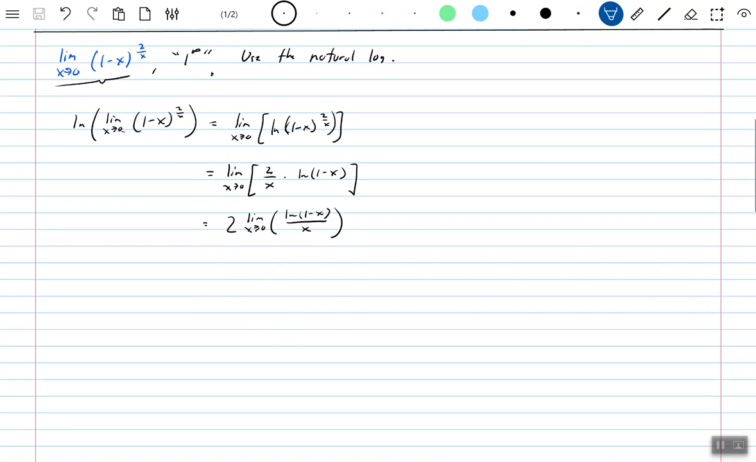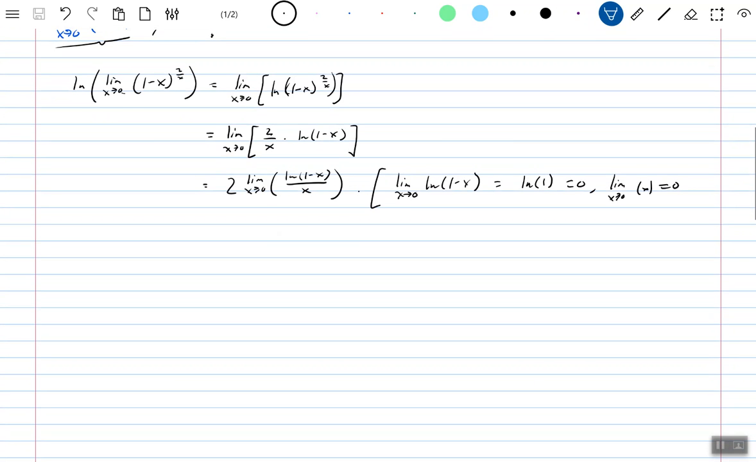Now, why did we do this? We did this because the limit as x goes to 0 of the natural log of 1 minus x is equal to the natural log of 1. But what is the natural log of 1? Well, that's just equal to 0. And the limit as x goes to 0 of x is also equal to 0. So now this alternative problem, when we took the natural log and evaluate the limit, now we have a 0 over 0 situation. So we can now use L'Hopital's rule.